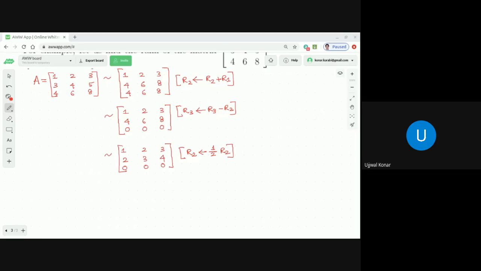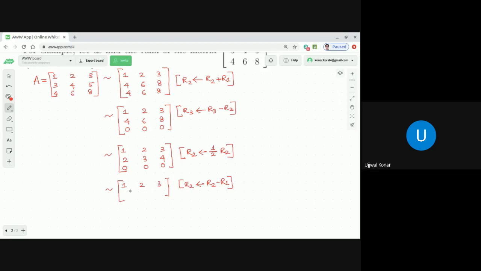Now what I'm going to do, dear students, is make R2 equal to R2 minus R1. That means my new R2 is going to be the old R2 minus R1. So here, first I write the matrix as usual, then I write the new R2, which is actually R2 minus R1. R1 will remain the same: 1, 2, 3. And then R2 is R2 minus R1.